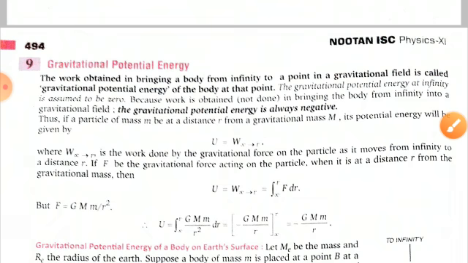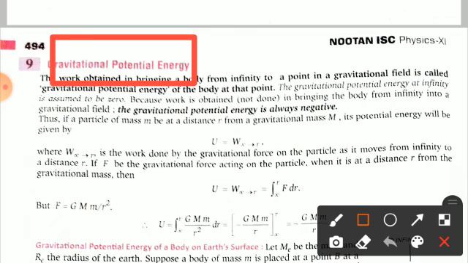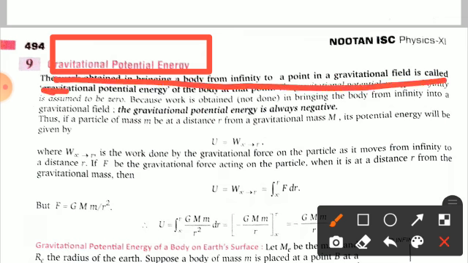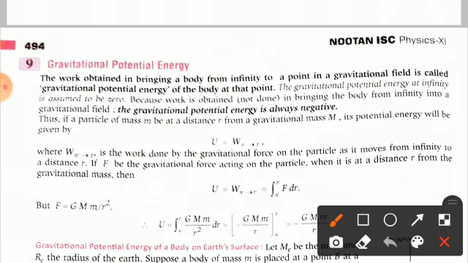Now we will move to gravitational potential energy, which we are going to discuss right now. The work obtained in bringing a body from infinity to a point in the gravitational field is called its gravitational potential energy. Fine, this is the definition. I hope you know very well what potential energy is: the energy stored in a body due to its position is called its potential energy. The gravitational potential energy at infinity is assumed to be 0. Fine.